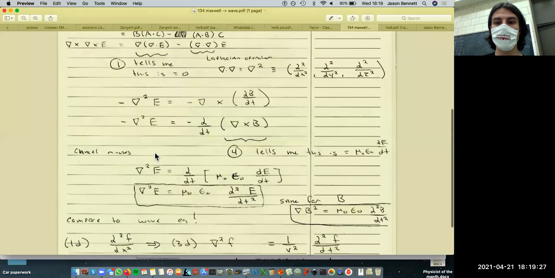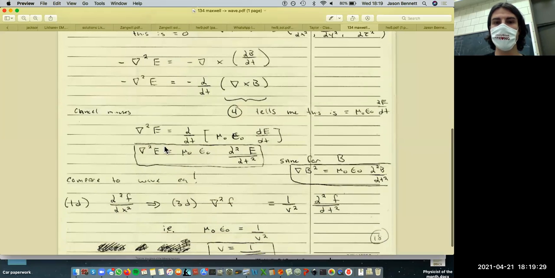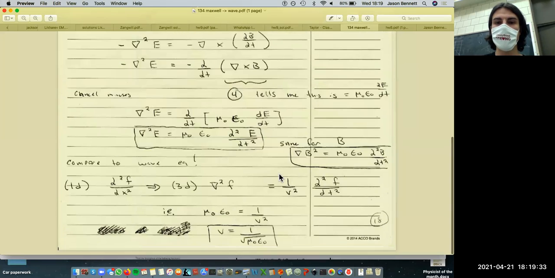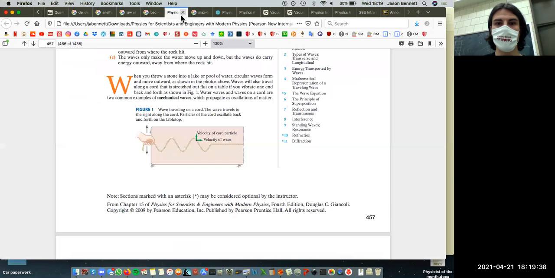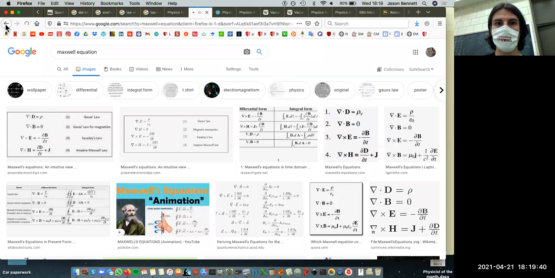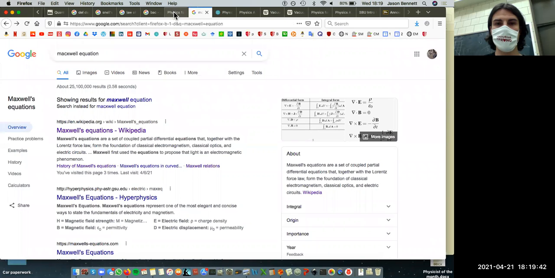Now, if I compare this to what the wave equation looks like, so I did it for E in this case, but you can do the exact same steps for B. So if I compare this to the wave equation, which read, right, oh, I lost it.